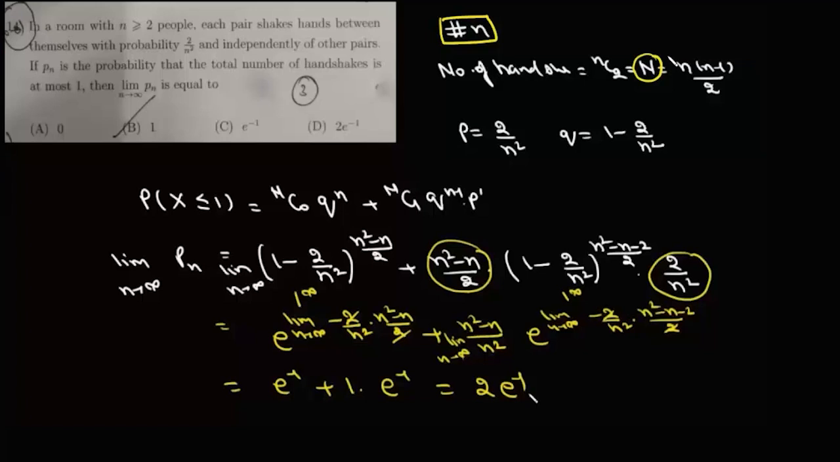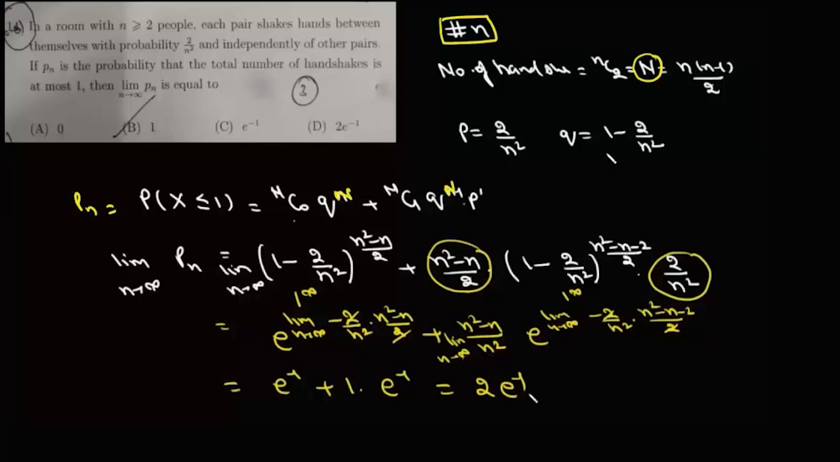Now it is asking for this probability Pn, which is the probability of having at most one handshake. So we need to find the probability of X less than or equal to 1, which is equal to the probability of X equal to 0 plus the probability of X equal to 1. The probability of X equal to 0 will be NC0 q to the power capital N, and NC1 q to the power capital N minus 1 p to the power 1. Now this is the limit as n tends to infinity.